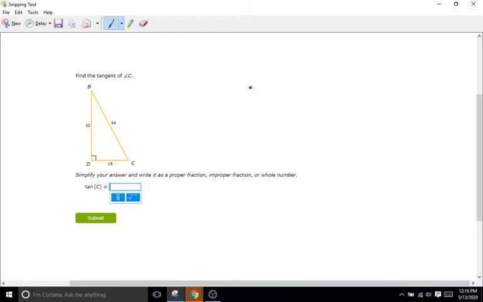Okay, here's one for tangent. So tangent, we're going to write already, is SOH CAH TOA. So TOA. Tangent is opposite over adjacent. Okay, that's what the TOA stands for. And so we're going to go to our problem here, and it wants us to find tangent of C, so it wants us to find the tangent of this angle here.